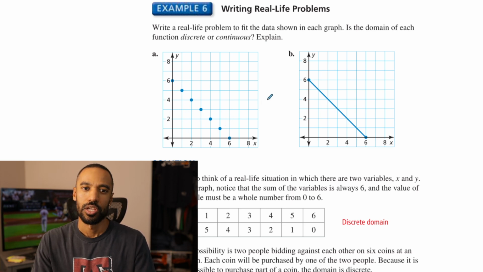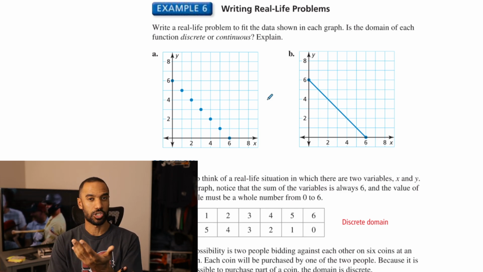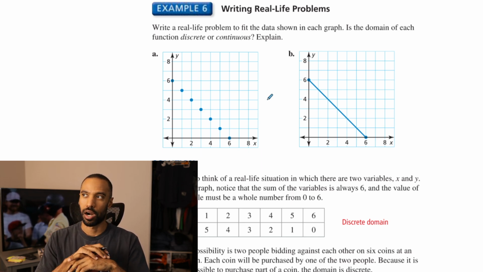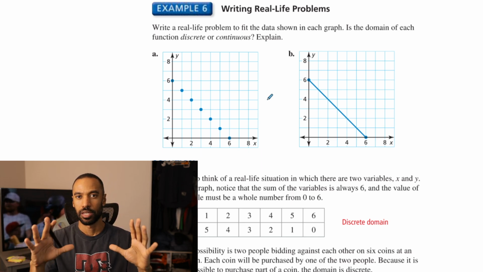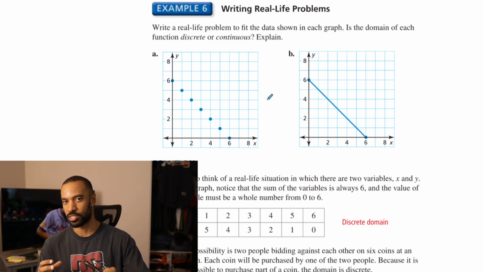When x is 1, y is 5. You could say, so as x increases, y decreases. It's discrete, and it's by a certain amount each time. There are 6 apples in the basket. Every time I take 1 apple, then there is 1 less apple in the basket, right?